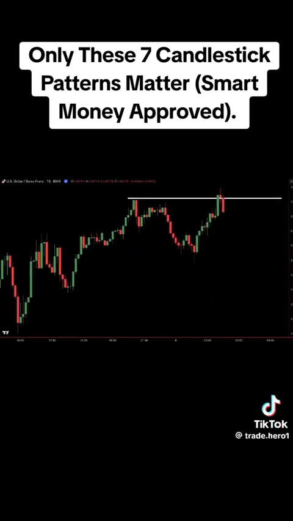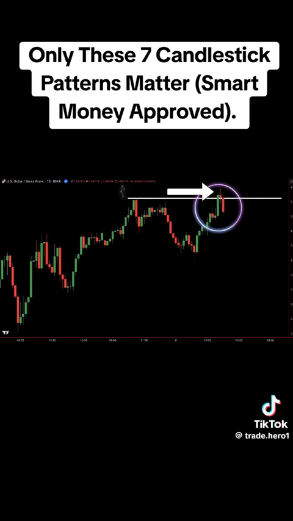Let's look at another example, this time on the US dollar against the Swiss franc 15-minute chart. The market is trending up, with buyers clearly in control. Then it hits a key level and pulls back slightly. But on the next push, price rallies back into the level and forms a classic silent drop pattern. Now, here's where the trap begins.